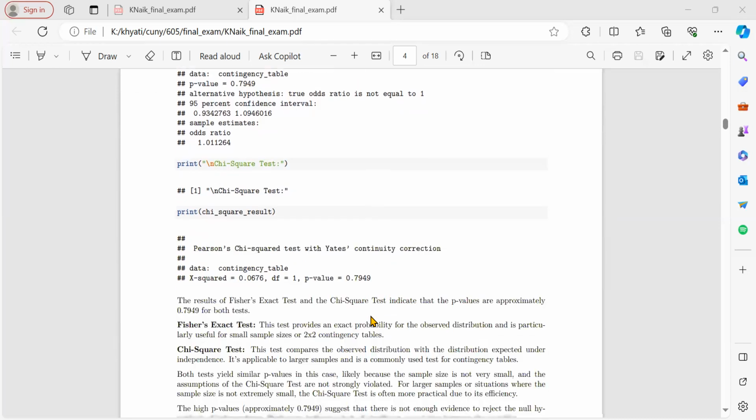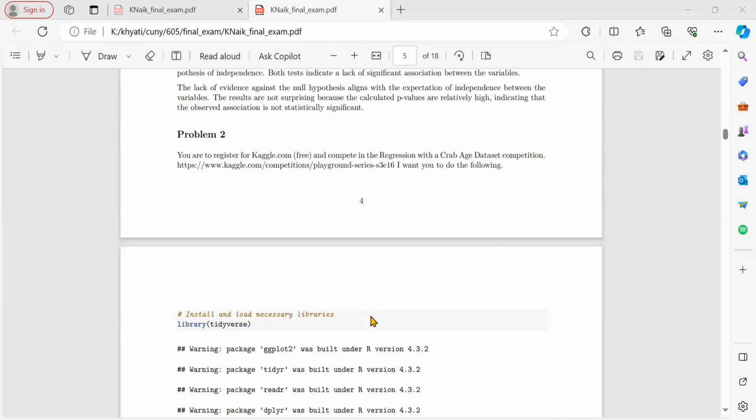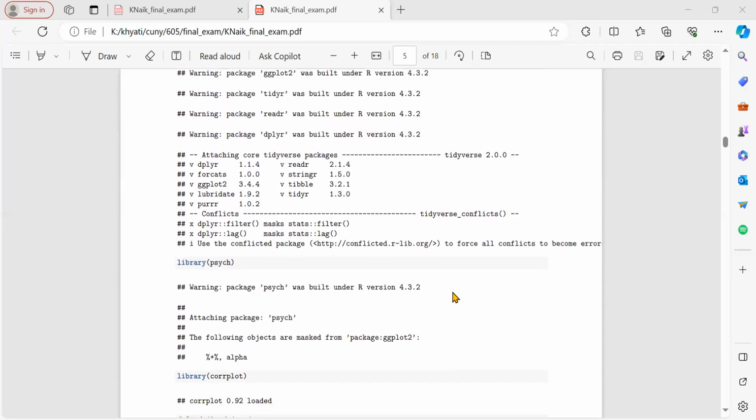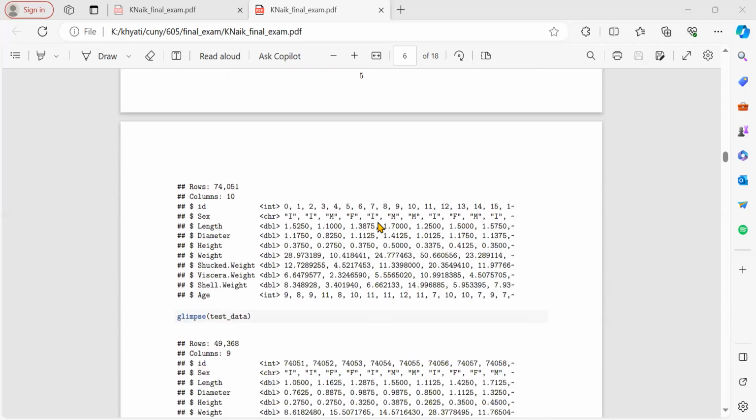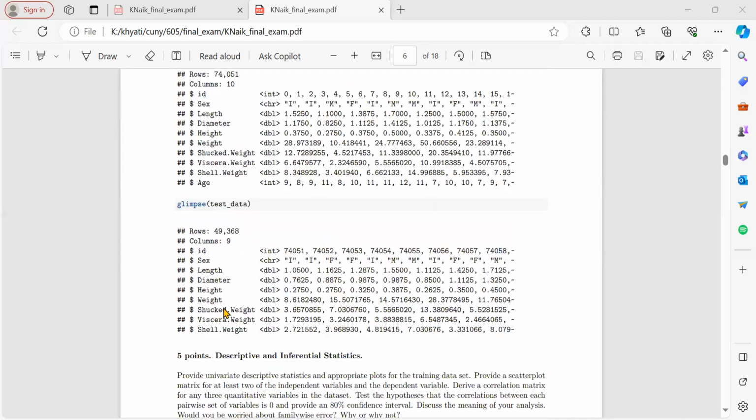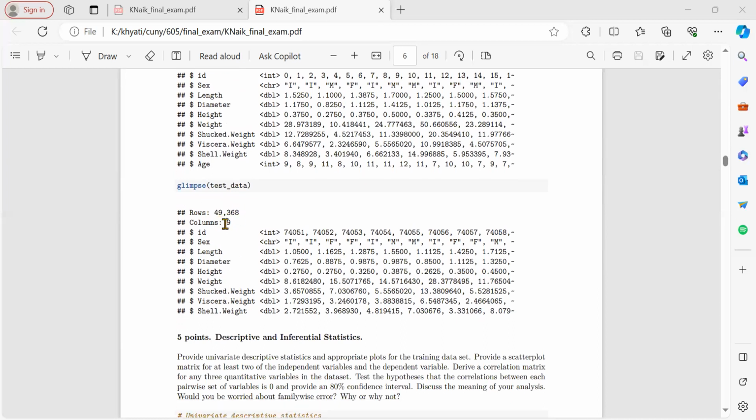Now, moving on to problem 2, where we are going to work with the Kaggle dataset. So we are going to load our initial libraries. We are reading the data set and dividing it into test and train. This is the overview of our train data set, where we can see that there are 74,000 rows, 10 columns, and these are the column names. This is the overview of the test data, where we have 49,000 rows and 9 columns.